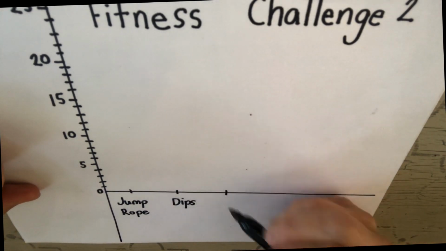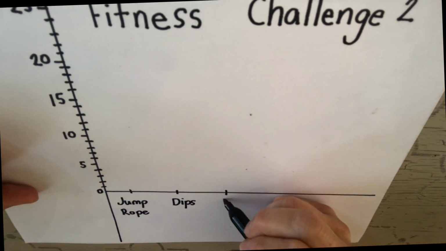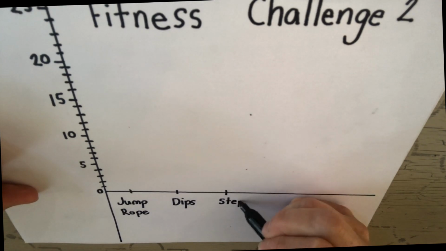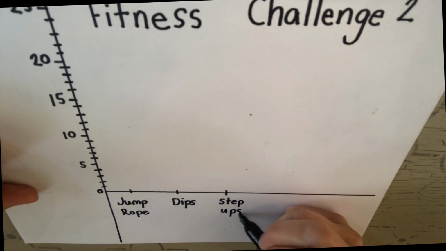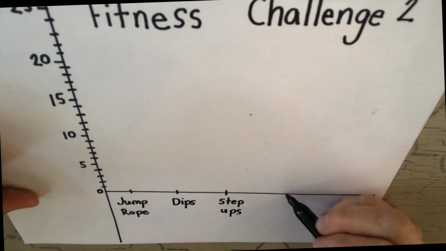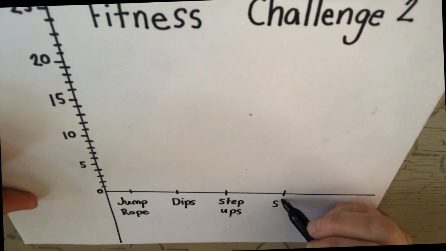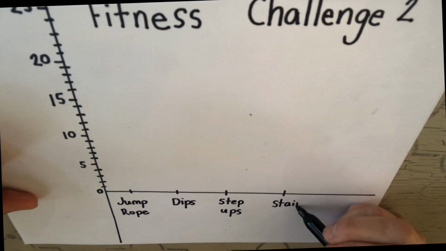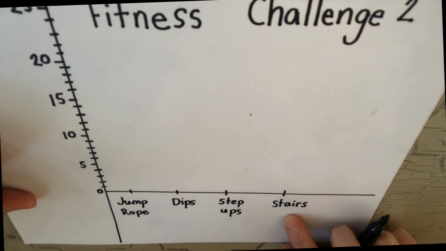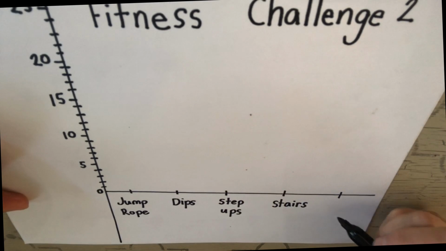And the next thing I'm going to do is step ups. Step ups, and that's using a chair as well. And the next thing I'm going to do is stairs. I'm going to run up and down the stairs. If you don't have stairs, you could just pick something else. You could do something like running in place or something that you did in fitness challenge number 1 just to see if you've improved. I have a lot of stairs, so I'm going to go for it. And then my final one, star hops.